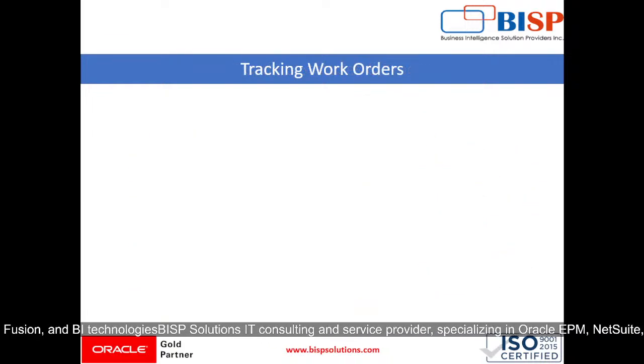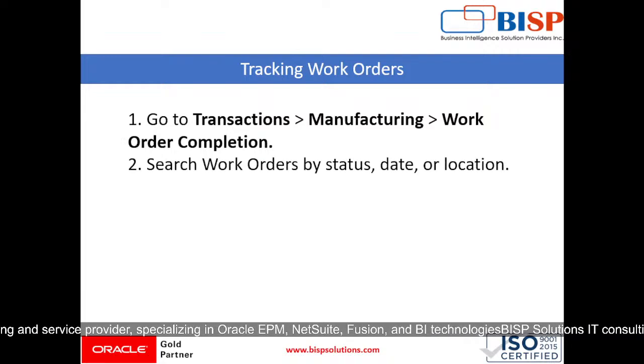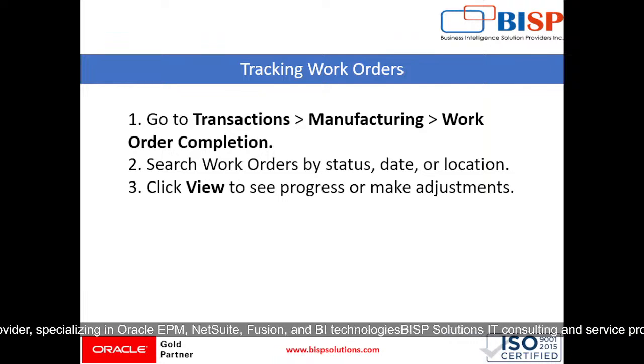Then comes tracking work orders, where we have to go to the transactions option. Under transaction, we will be navigating to manufacturing. Under manufacturing, work order completion is there. We have to click on that particular tab. Then we have to search work orders by status, date or location, and then click on view to see progress or make adjustments for the same.